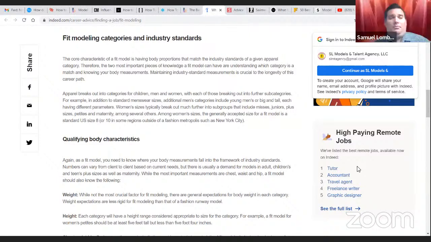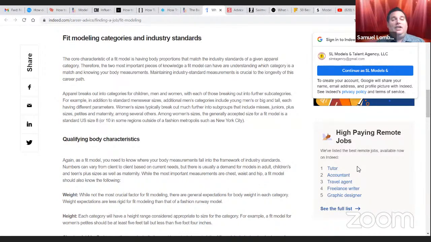Apparel breaks out into categories for children, men, and women, with each of those breaking out into further subcategories. For example, in addition to standard menswear sizes, additional men's categories include young men, and big and tall, each having different parameters. Or wide and tall. Yeah, it could be wide, it could be plus size, it could be big.